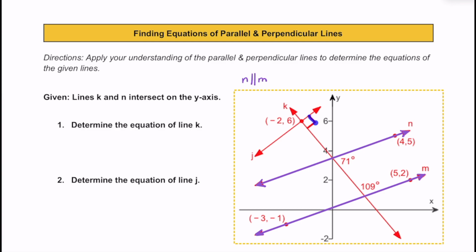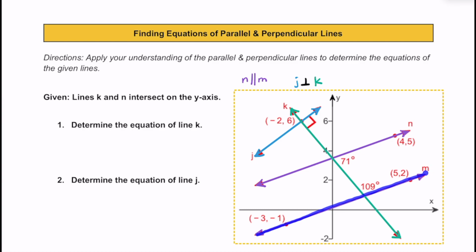Then if you notice this perpendicular symbol over here, we know that line J and line K are going to be perpendicular to each other, so that they are going to have slopes that are opposite reciprocals of each other. Now it's a little bit overwhelming to know where to start for this particular problem, but just see which line has the most amount of information that we can start with. In that case, I'm going to start with line M here.